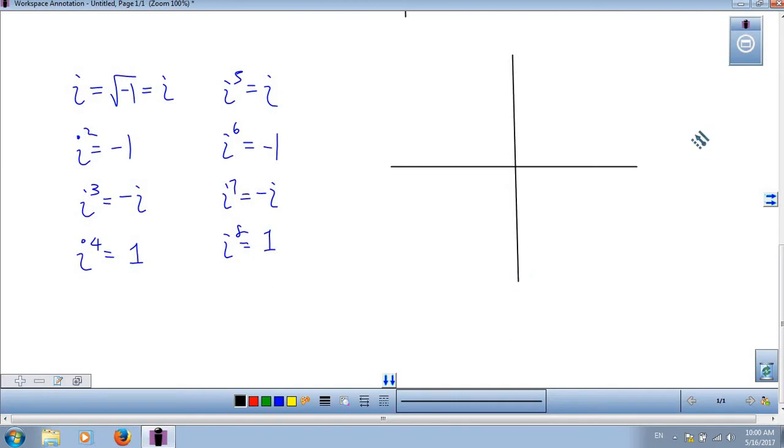Now, let me show you what it means to multiply by I in our imaginary number plane. So this is the real number plane.